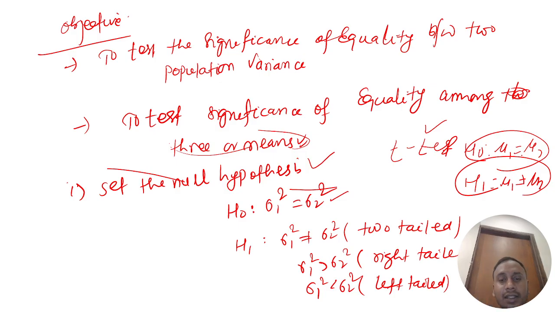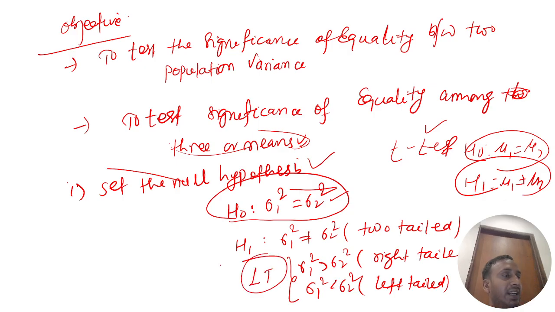So first, we set the null hypothesis: sigma 1 square is equal to sigma 2 square, or the alternate hypothesis. In the case of a two tail test, we simply say that the two population variances are different, but we are not saying which one is more and which one is less. If we specify that one is more, it will become a one tail test.